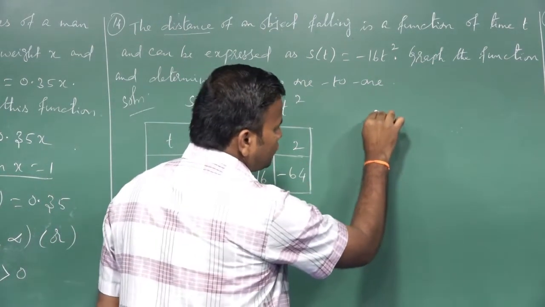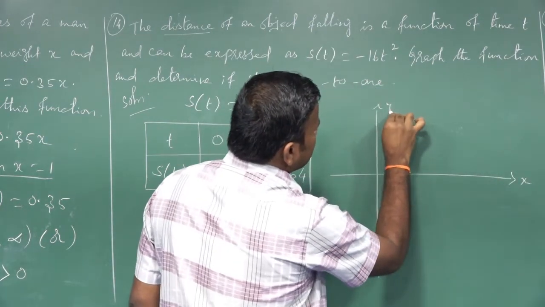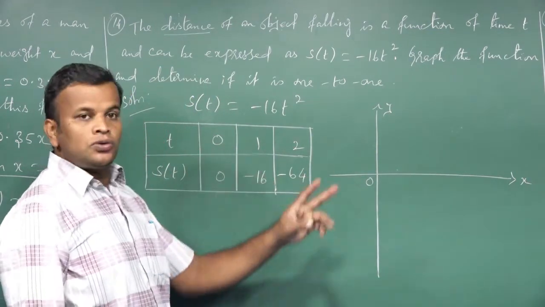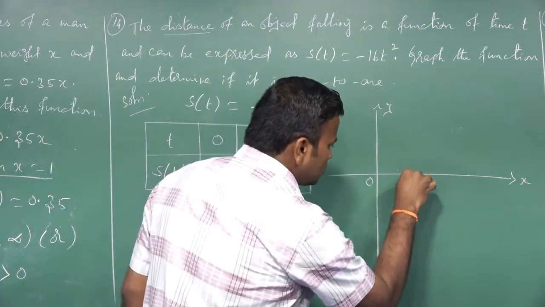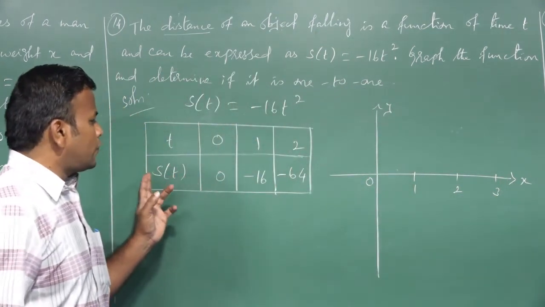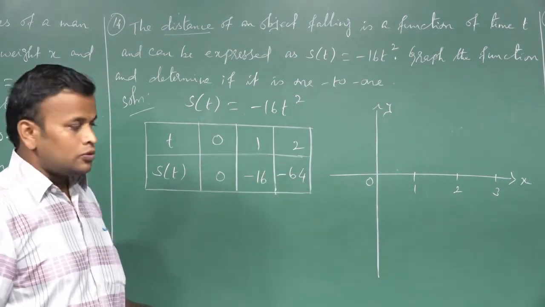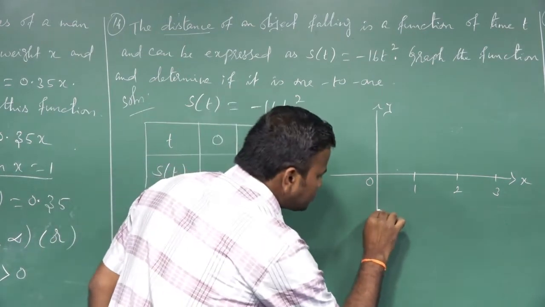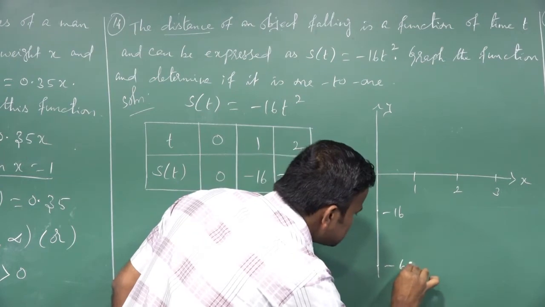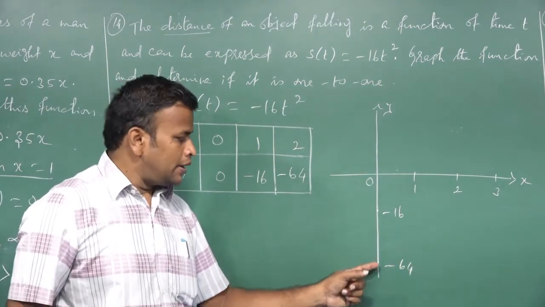First we draw the graph. We know we have the x-axis, y-axis and origin. We will take the values of x here as 0, 1, 2, 3 like this. The value of s of t is nothing but the y-axis. Minus 16, minus 64. So if we take a suitable scale, I assume here minus 16 and I assume here minus 64. It's possible to mark minus 1, minus 2, etc. up to minus 16 and minus 64.